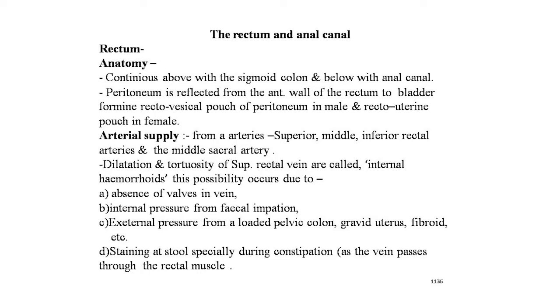The arterial supply of the rectum is from the superior, middle and inferior rectal arteries and the middle sacral artery. Dilatation and tortuosity of the superior rectal vein are called internal haemorrhoids. This possibility occurs due to absence of valves in the vein, internal pressure from fecal impaction, and external pressure from a loaded pelvic colon, gravid uterus, fibroid, etc. Straining at stool, especially during constipation, as the vein passes through the rectal muscles, can also develop haemorrhoids.